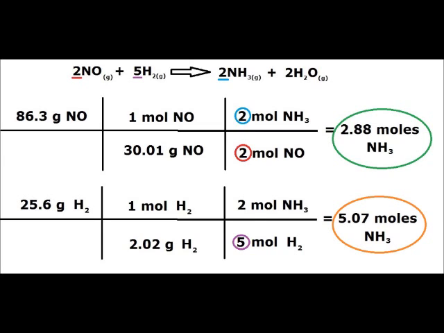5.07 moles of ammonia. So if I compare these, the nitrogen monoxide can produce 2.88 moles of ammonia. The hydrogen can produce 5.07 moles of ammonia. And so it's a very clear-cut case here that the nitrogen monoxide is certainly my limiting reagent.